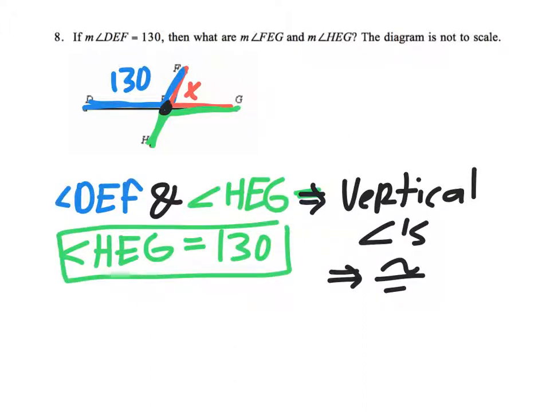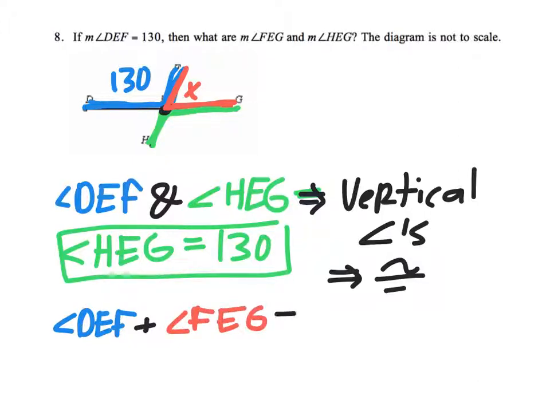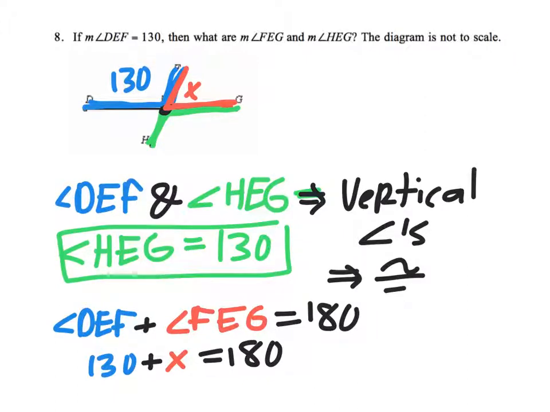Now let's look at the other two. I know if I take my blue one and my red one, together they form a straight line, so they should equal 180. So I know if I do angle DEF plus the measure of angle FEG, they form a line, so those two are going to be equal to 180. We're going to plug in whatever numbers we know. So we know the blue one is 130. We called the second one X because I don't know what it equals yet. Together they should equal 180. And we're just going to solve for X now.